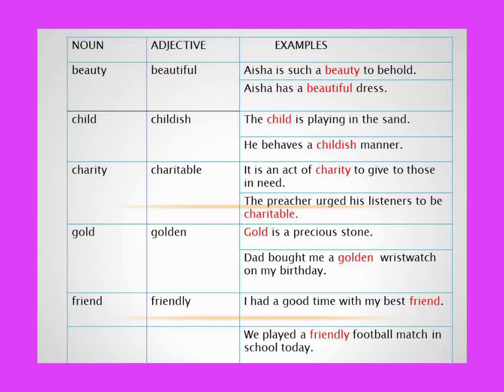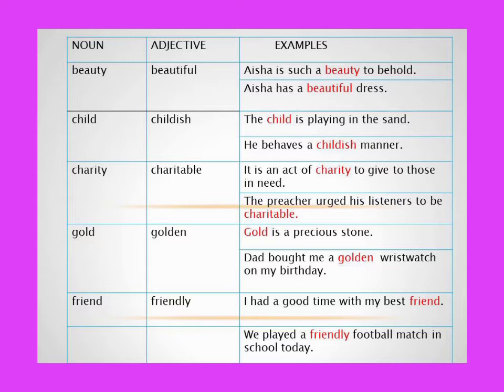I have the first column, which are nouns, and the second, adjectives. Then we have examples. The word beauty, of course, is a noun. Now we can make it become an adjective by simply adding the suffix ful. So I say beautiful.